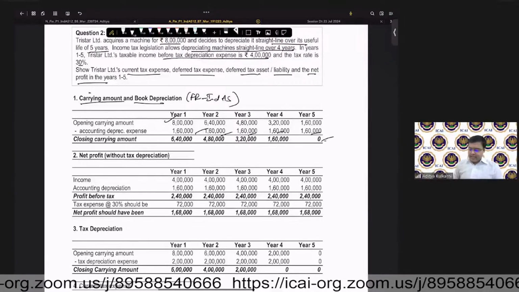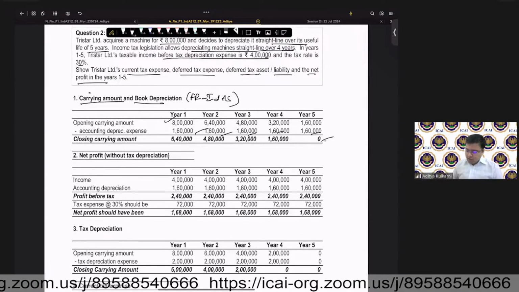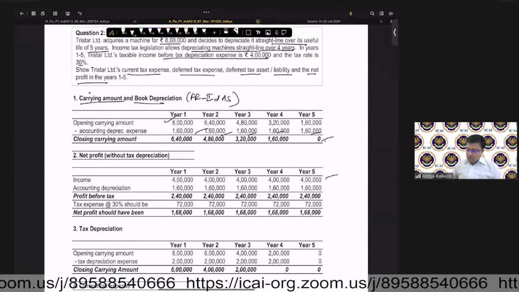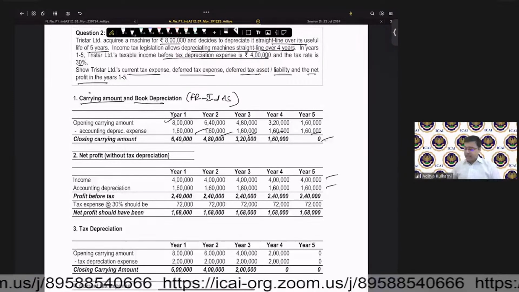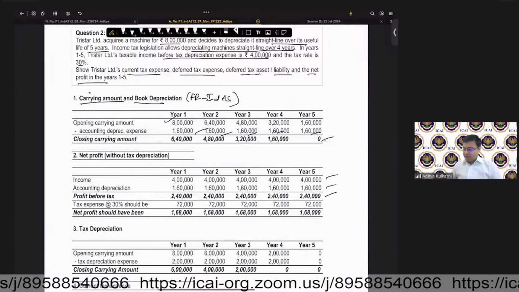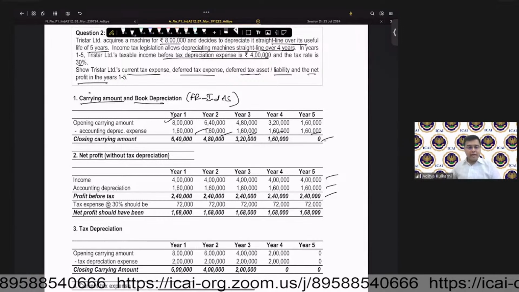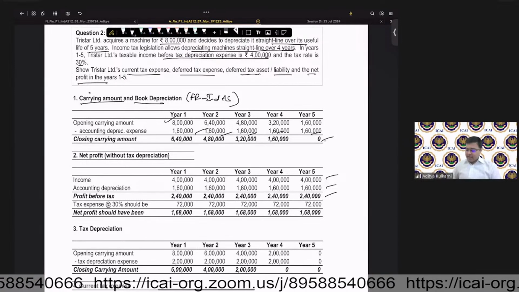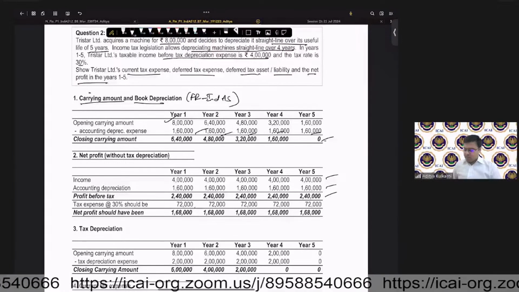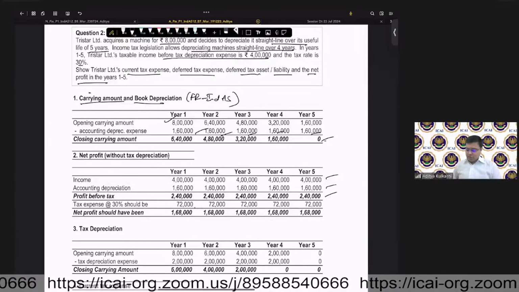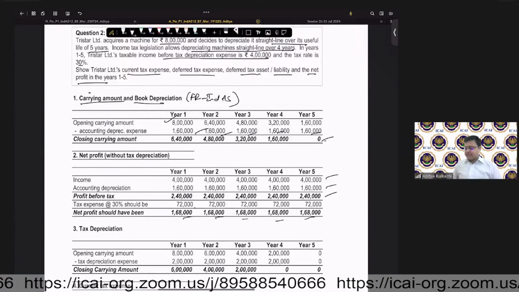Okay, just looking at the situation as it is, your income is 4 lakhs. Accounting depreciation is 1,60,000. So your profit before tax should be 2,40,000 each year. At the rate of 30%, tax should be 72,000 each year. So net profit should be 1,68,000.